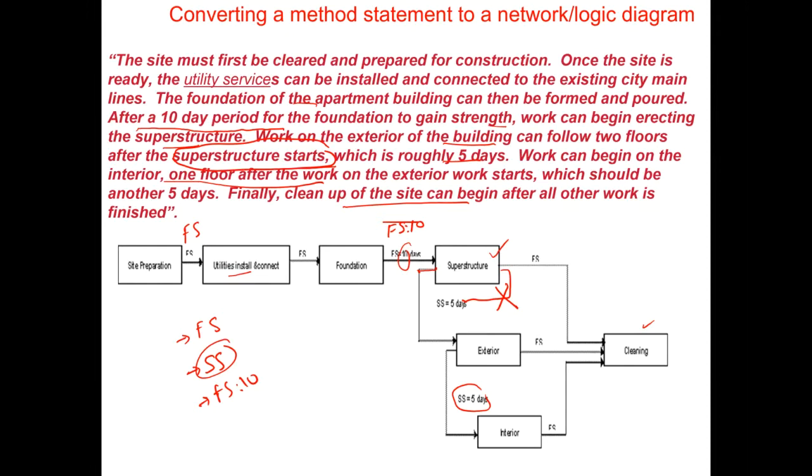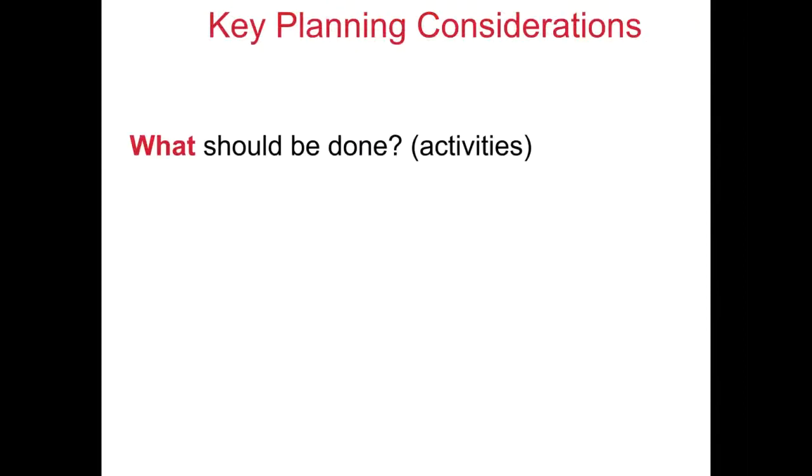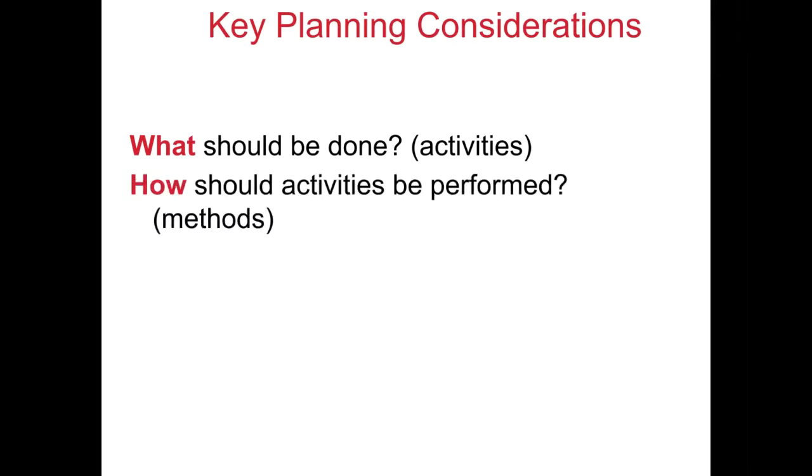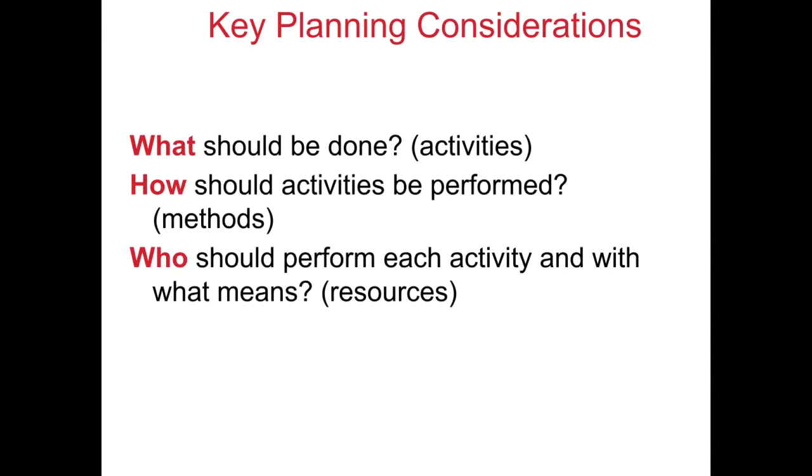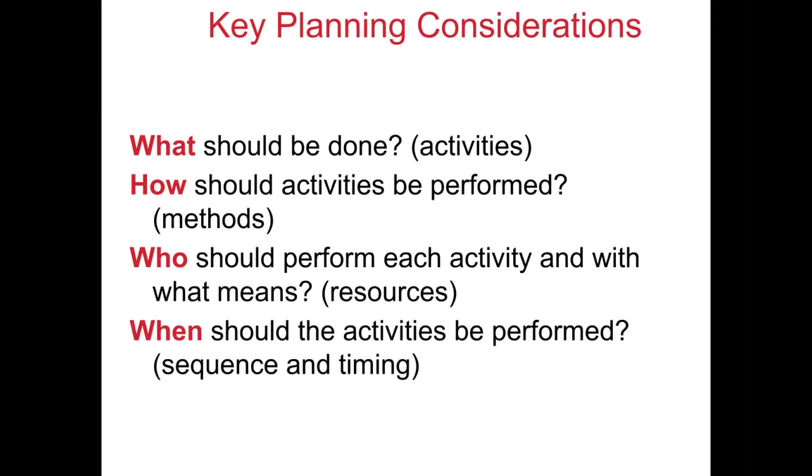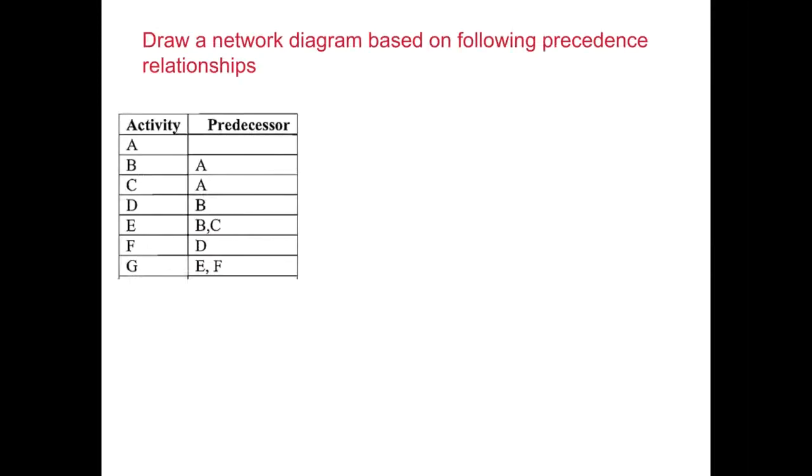So very often when we try to save time on our project, we look into the logical relationships. We see the relation, is it finish to start, and is there any scope to change that finish to start to maybe a start to start, maybe with some lag, which may allow us to save some time from our project. As we plan our projects, the key planning considerations are what should be done, what are the key activities, how those activities would be performed, what are the key methods, who should perform each activity, and with what means, what are the resources, when should these activities be performed, what should be the sequence and the timing.